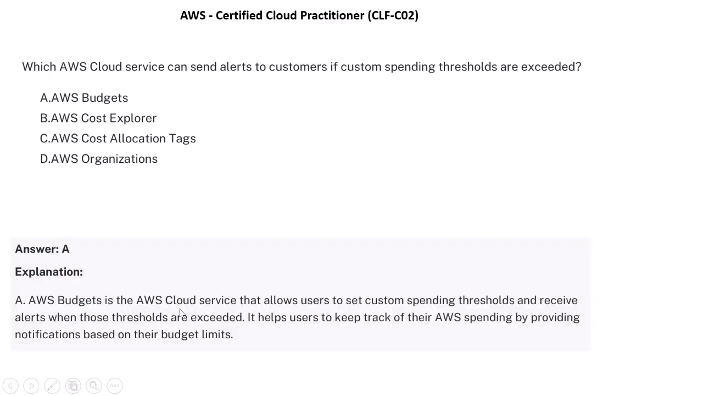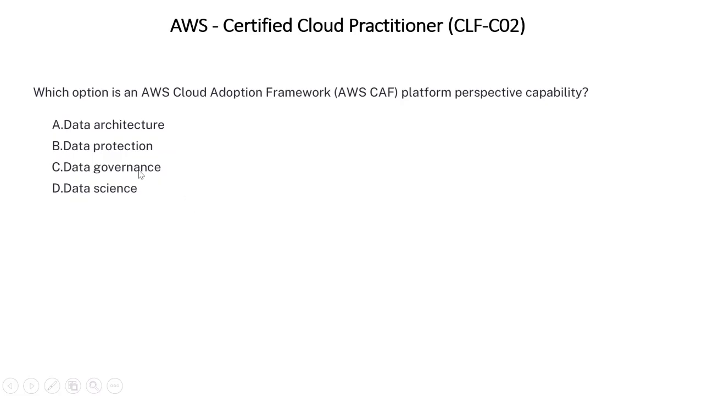AWS Budgets is the AWS cloud service that allows users to set custom spending thresholds and receive alerts when those thresholds are exceeded. It helps users to keep track of their AWS spending by providing notifications based on their budget limits.